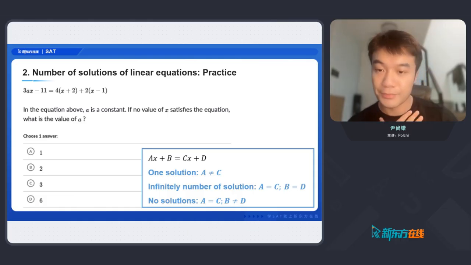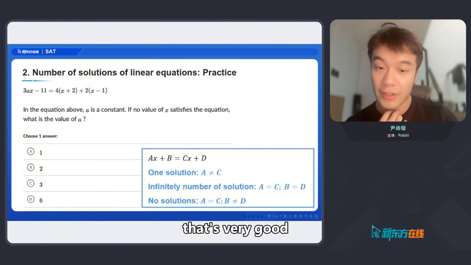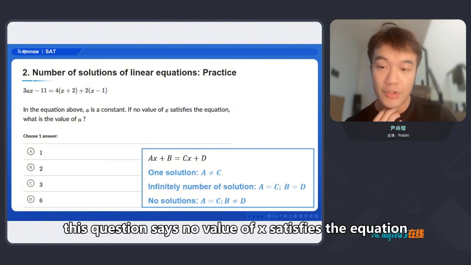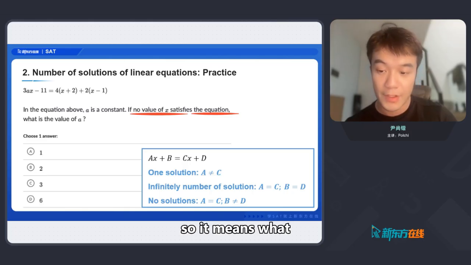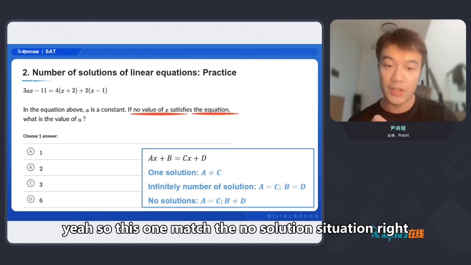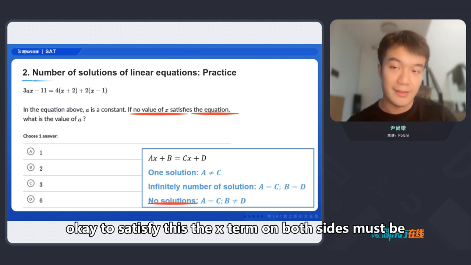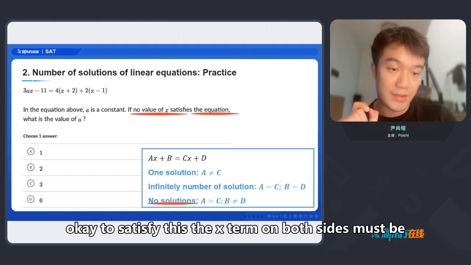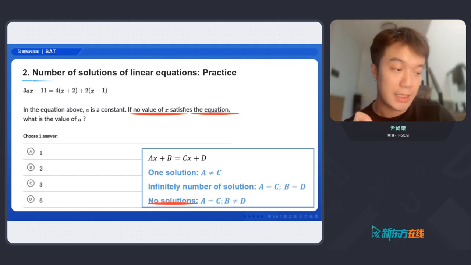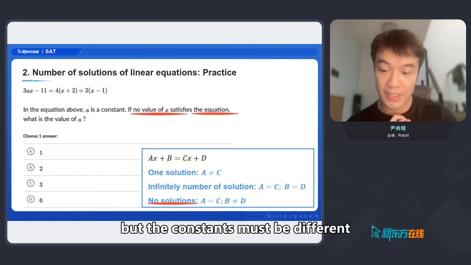Okay, let's check. You choose B, right? That's very good. This question says no value of x satisfies the equation, as you can see. So it means what? Yeah, so this one matches the no solution situation, right? Okay, to satisfy this, the x terms on both sides must be equal. Very good. But the constants must be different.